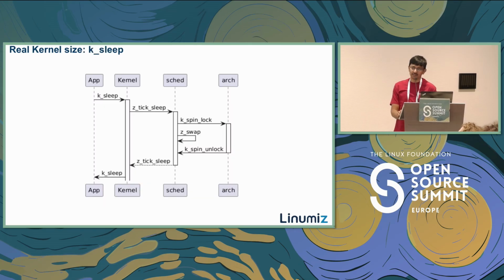A simple example: when you call a sleep function, that would eventually trigger a tick sleep inside the kernel. That would eventually call a set of architecture-dependent code to do locking, so that this thread can go to a wait state, and the next ready thread, which is probably the idle thread, can be scheduled. This is a simple snippet; I could put up the whole UML sequence diagram.